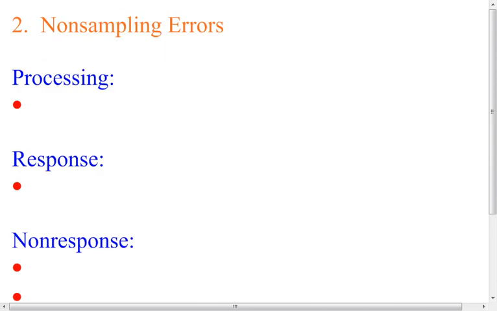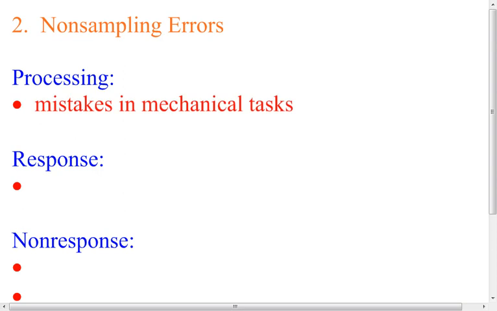Then there's non-sampling errors. These are human kinds of errors, the errors that we can control and we can do something about, okay? And the first type of error is a processing error. And that covers mistakes in mechanical tasks. So things like they told you that they were 23, but you wrote down the number 32. Or just mistakes in mechanical tasks, recording kinds of errors, human errors, those kinds of things, okay?